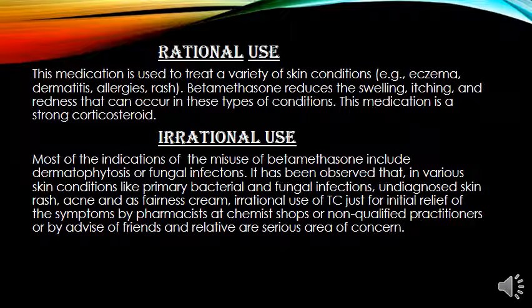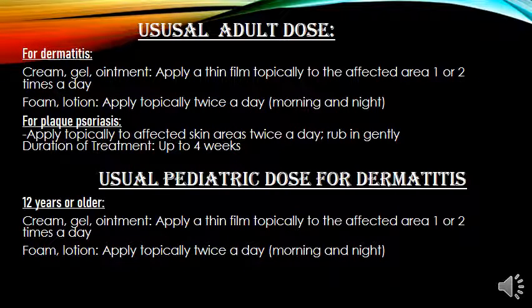Talking about its dosing, in the usual adult dose I have mentioned two conditions. I have already mentioned that it is used for a wide variety of conditions, but my focus is on skin conditions: dermatitis and plaque psoriasis. For dermatitis, cream, gel, and ointments are applied in a thin film topically to the affected area 1 or 2 times a day, and in lotion form they are applied topically twice a day, morning and night. Same goes for plaque psoriasis.